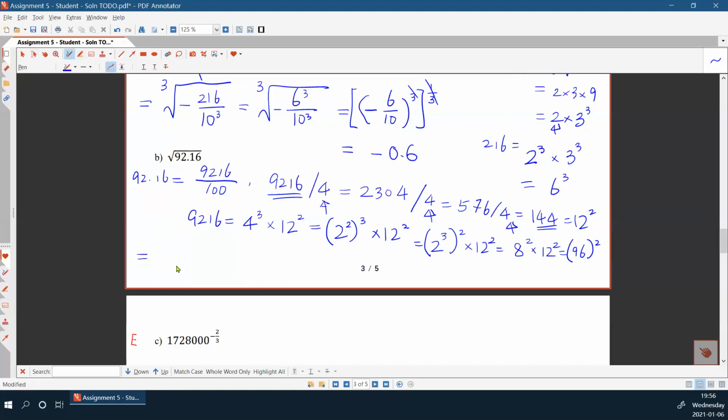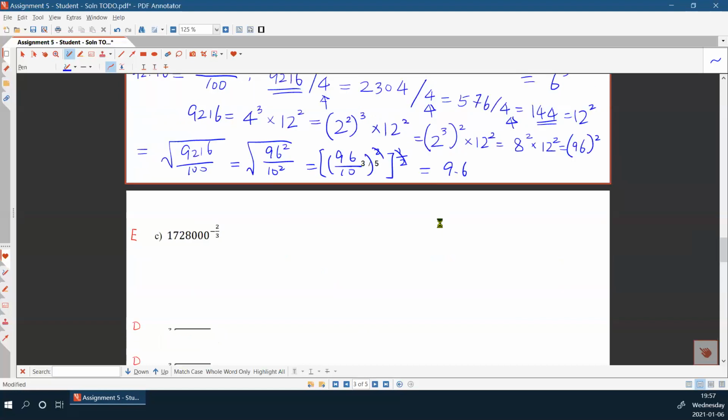Okay, so here the result is the square root of 96 squared over 10 squared, so 96 over 10 squared, and then raised to 1 over 2. These two cancel. So the final result is 9.6. Okay?